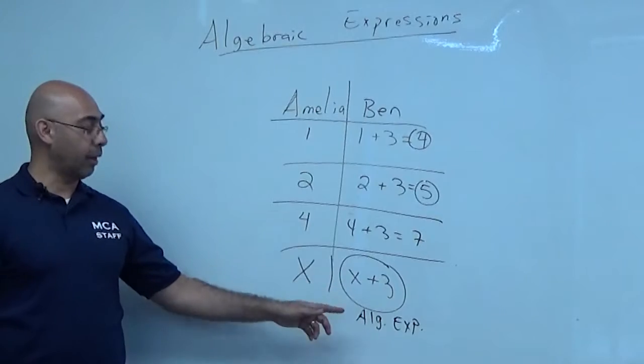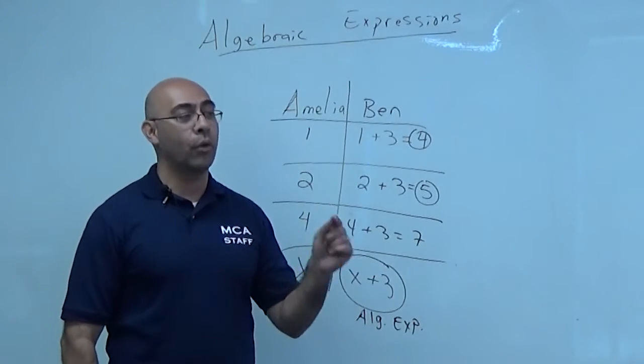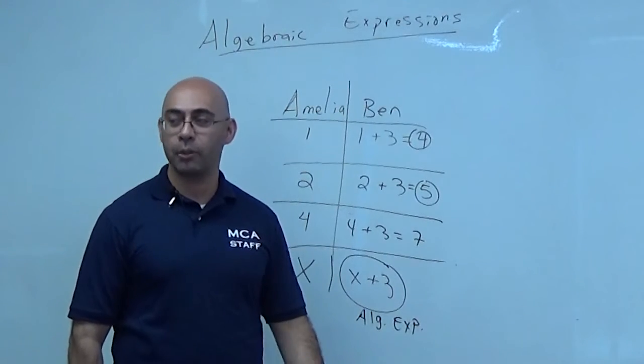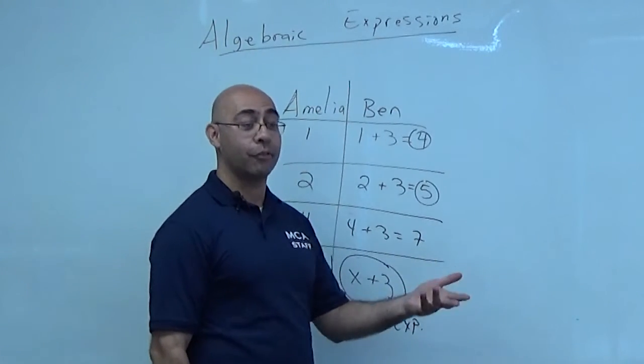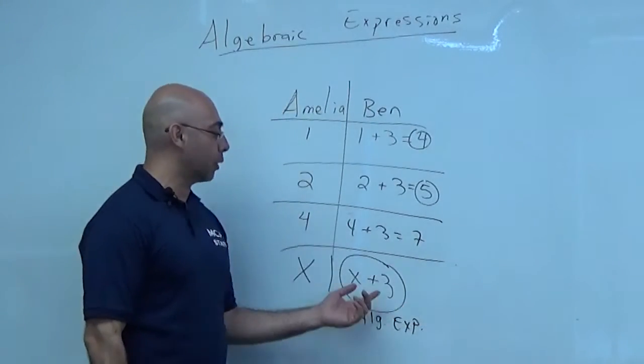Amelia could have anything. I don't know how many apples Amelia has, but I do know that Ben will always have 3 more. Why is he always keeping track of Amelia's apples and wanting to have 3 more? Psychological issues maybe, but we know he has 3 more apples than Amelia.